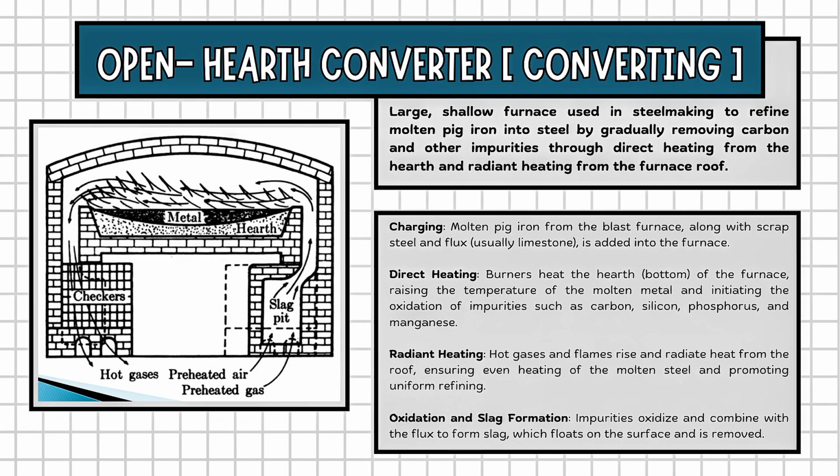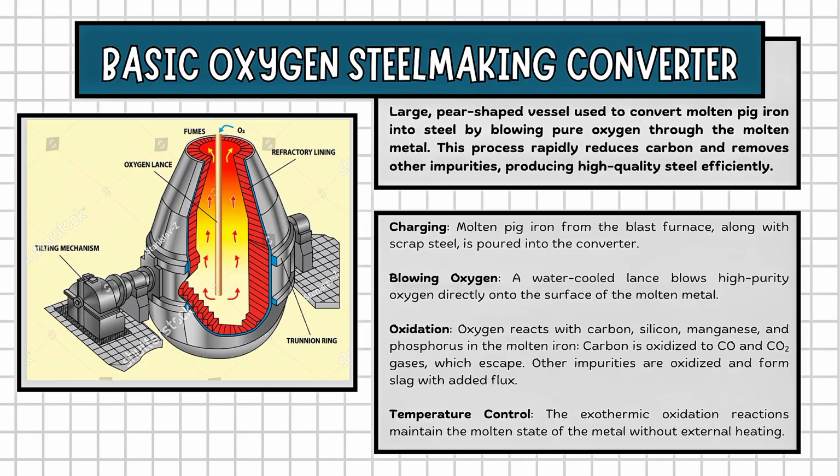In direct heating, burners heat the hearth or the bottom of the furnace, raising the temperature of the molten metal and initiating the oxidation of impurities such as carbon, silicon, phosphorus, and manganese. Then radiant heating, hot gases and flames rise and radiate heat from the roof, ensuring even heating of the molten steel and promoting uniform refining. Then oxidation and slag formation, impurities oxidize and combine with the flux to form slag, which floats on the surface and is removed.